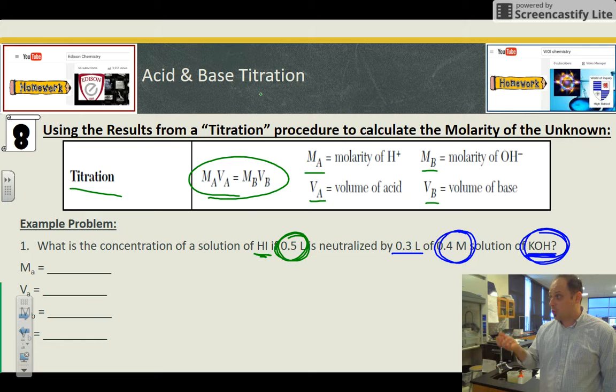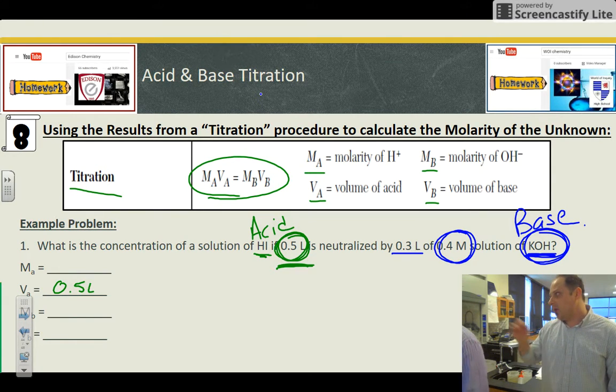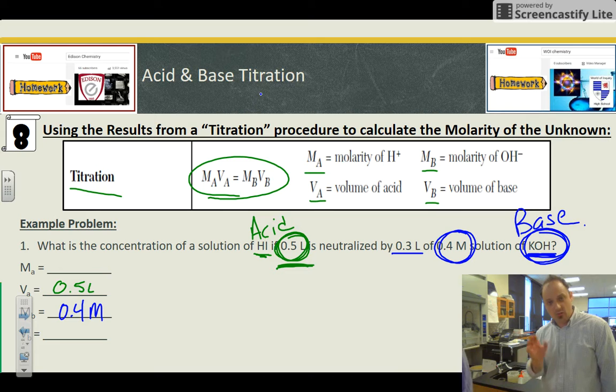HI is our acid. So we know the acid, and I'm given 0.5 liters. So we know the volume of the acid, 0.5 liters. Now we know that our other chemical must be the base, and it's got the OH at the end of its formula. So there's another dead giveaway for an Arrhenius base. Now we know the concentration and the volume of the base. So 0.4 molar is the concentration, the molarity of the base, and 0.3 liters is the volume of the base.